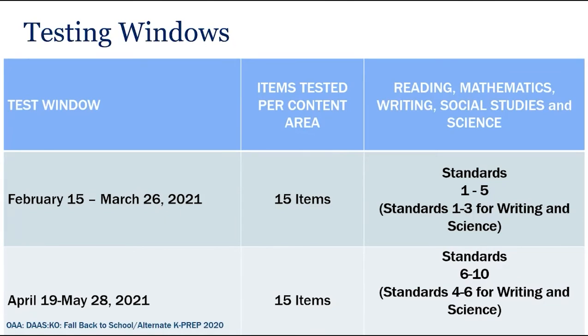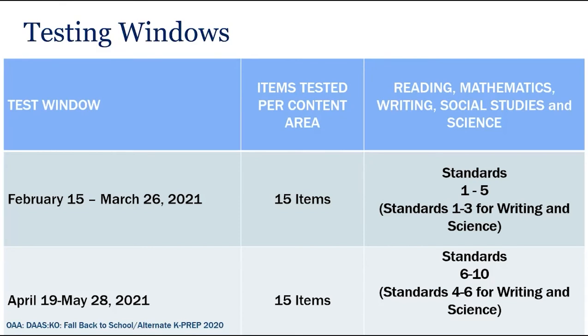The operational field test will still consist of 2 testing windows. However, instead of the traditional fall and spring testing window, the timelines have changed this year. Testing window 1 will open February 15th and run until March 26th. During this window, there will be 15 items per content area that will focus on standards 1 through 5 for reading, mathematics, social studies, and writing. Science will still be assessed on standards 1 through 3, as those standards did not change this year.